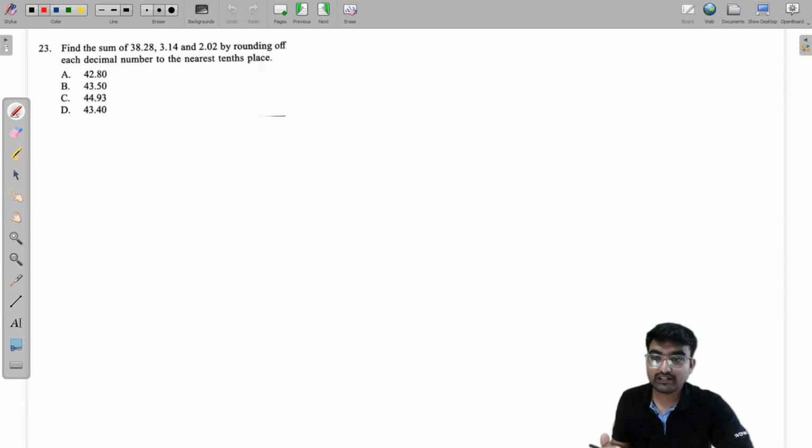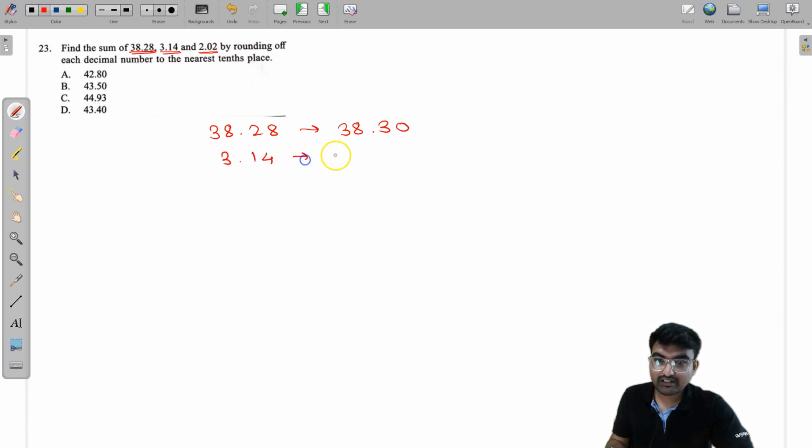Let's solve the next question. Find the sum of 38.28, 3.14 and 2.02 by rounding off each decimal number to the nearest 10th place, right? So we have to round it up to the nearest 10th place. So 38.28 can be written as 38.30.